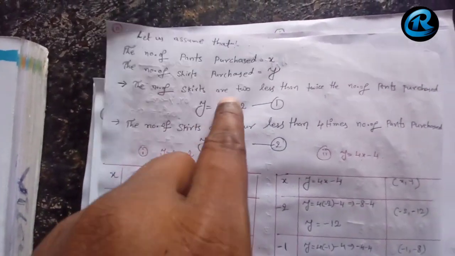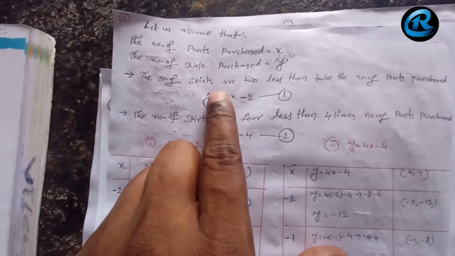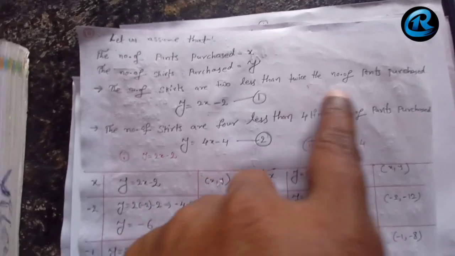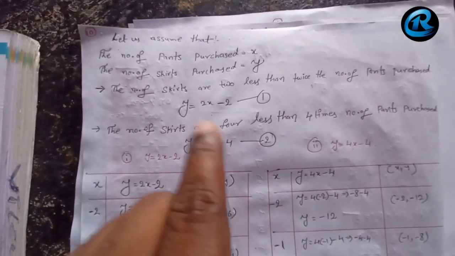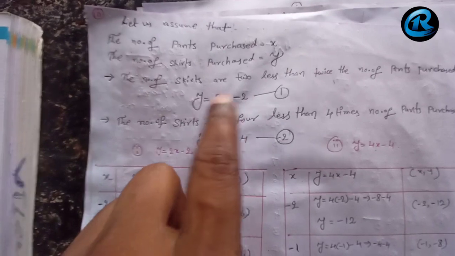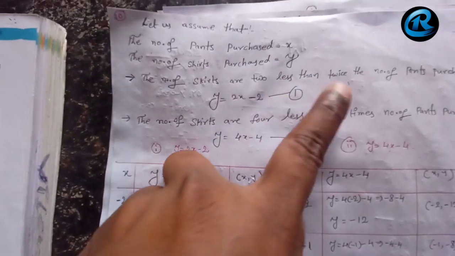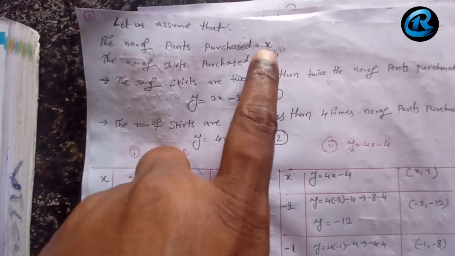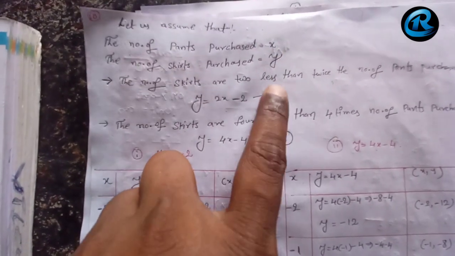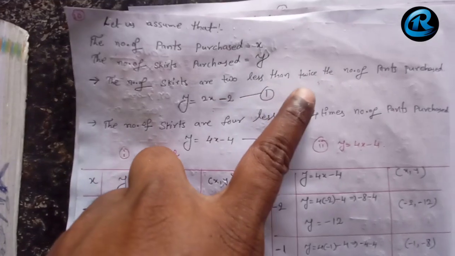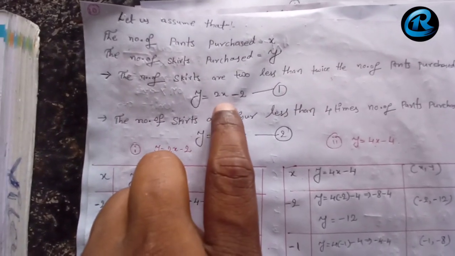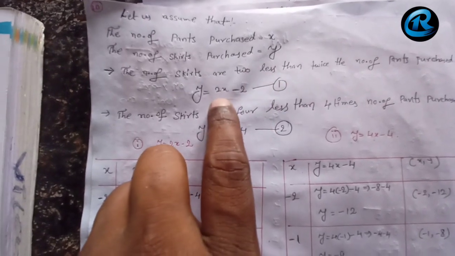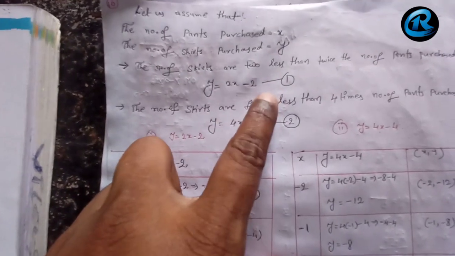So the number of skirts are, the first statement here, statement number 1, says the number of skirts are 2 less than twice the number of pants purchased. Number of skirts y equals 2 less than, so minus 2, twice the number of pants. Pants are x, twice the pants is 2x, so 2x minus 2. So equation number 1 came.